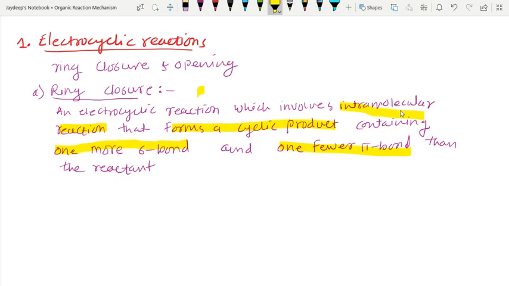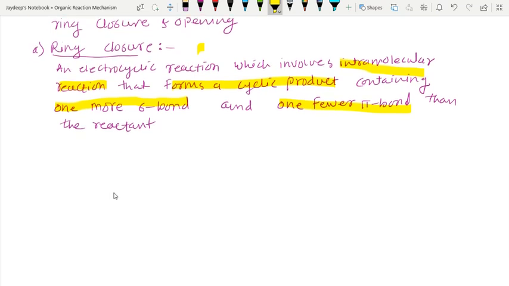Students should remember that this reaction is intramolecular. Again, it involves a cyclic product. Because it is a ring closure, it always involves a cyclic product. But in the final cyclic product, one sigma bond is extra and one pi bond is less as compared to the reactant. So this is the basic idea to identify the ring closure reactions. Let us consider an example.